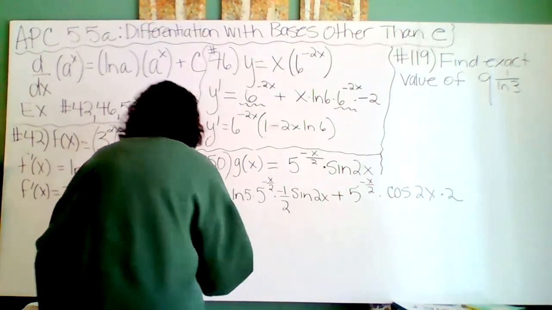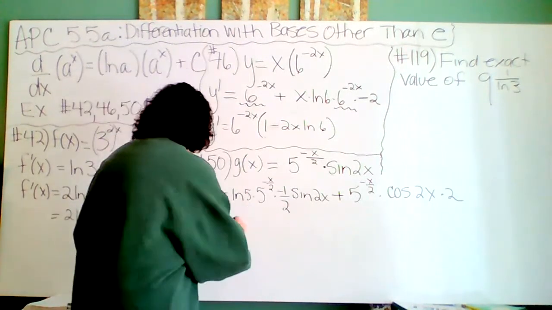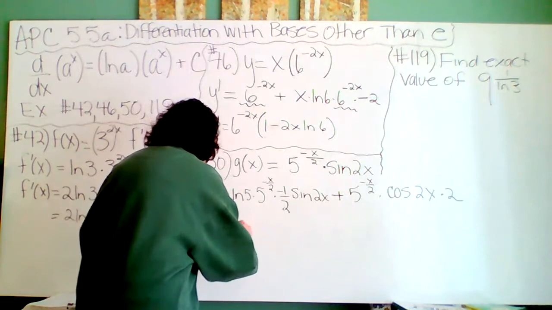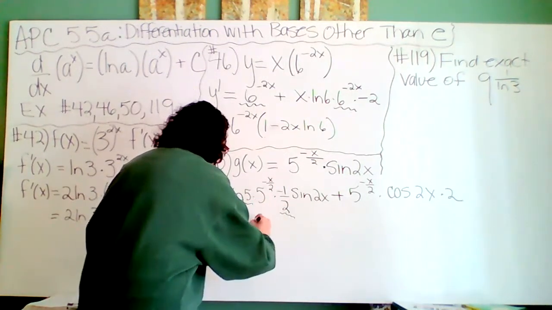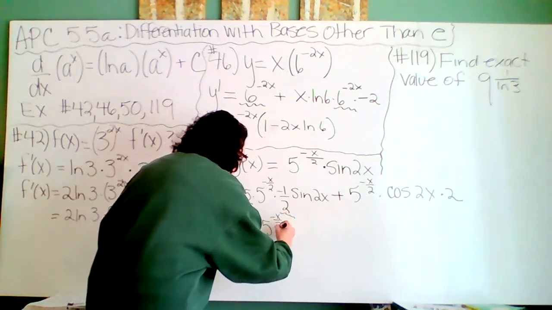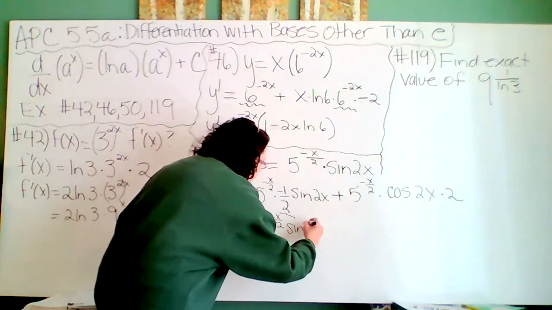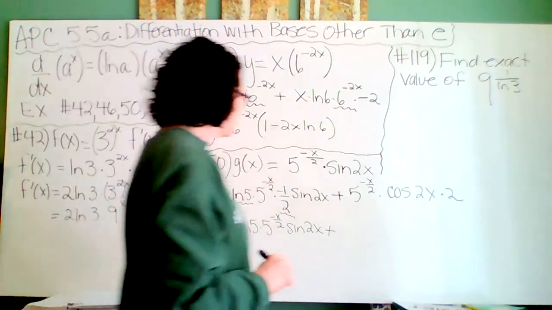Let's see. Let's make our first term. Let's bring the negative 1/2 out front. Got this in front of the natural log of 5 times 5 to the negative x over 2. And we'll put the trig functions last. That's a heck of a first term.